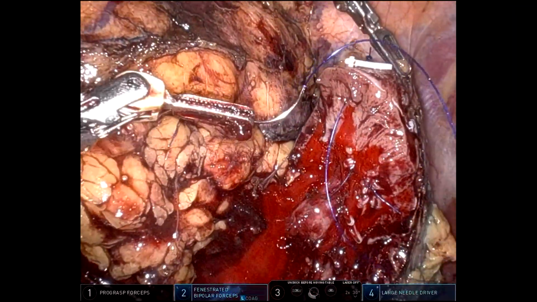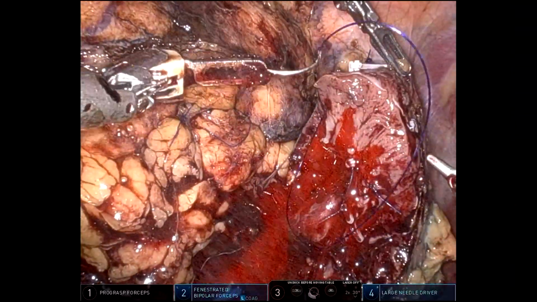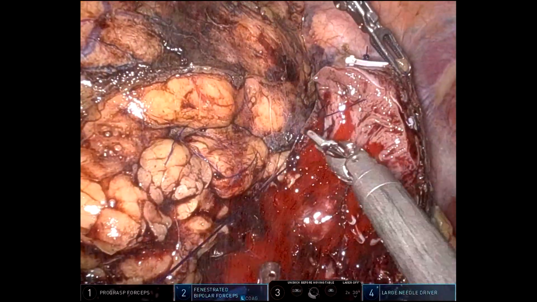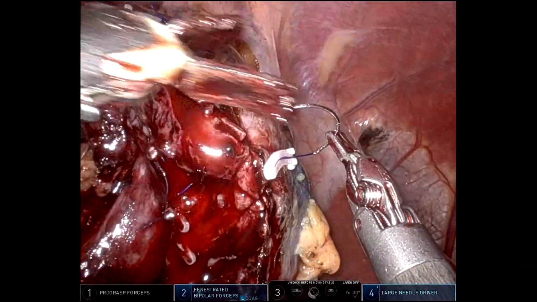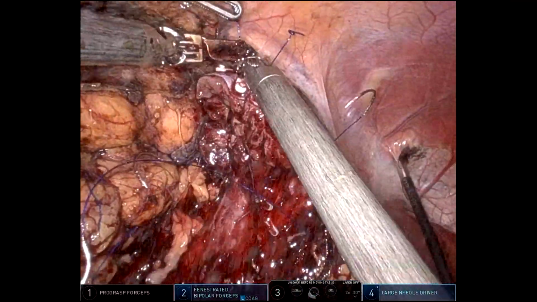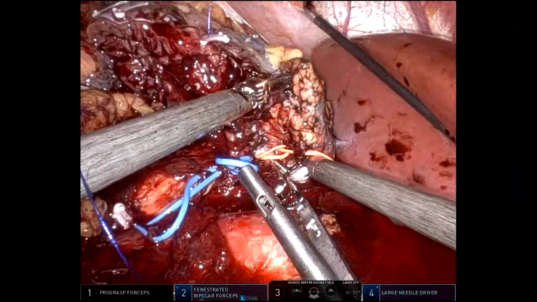Inner renorrhaphy was then performed, using a running 3-0 PDS suture, with Hem-o-lok clips applied at both ends, to maintain tension and achieve compression across the tumor bed. The clips were then slightly tightened, to enhance compression and hemostasis. Following inner renorrhaphy, both vascular clamps were removed, with a warm ischemia time of 27 minutes.